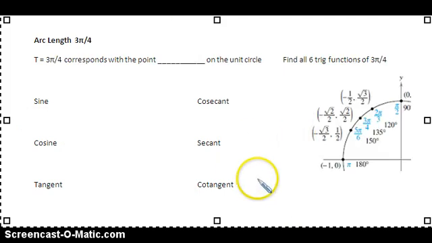Okay, looking at our next example, it says if we have the angle 3 pi over 4, let's find that on our unit circle. Here's 3 pi over 4. Its coordinate point that's associated with it is the negative square root of 2 over 2 and the positive square root of 2 over 2. So that's going to be an x and a y.